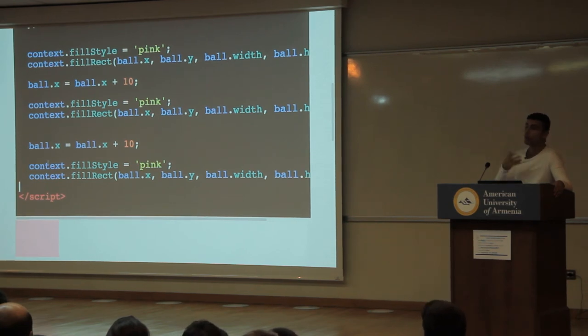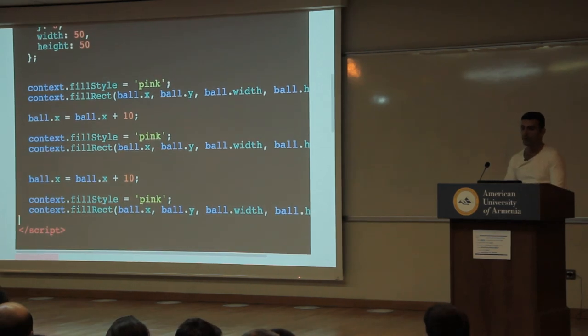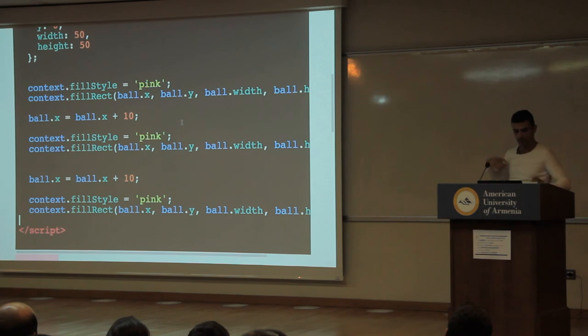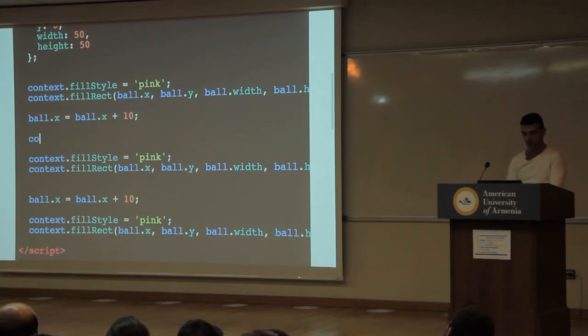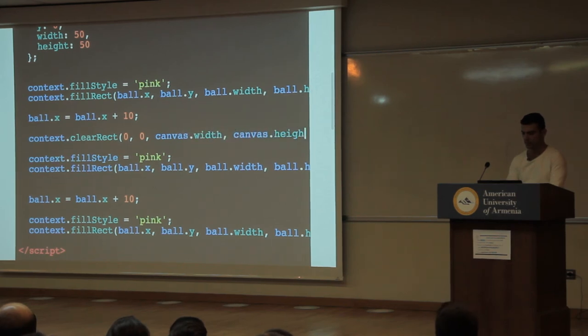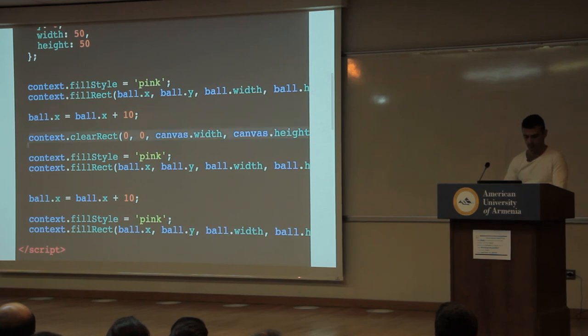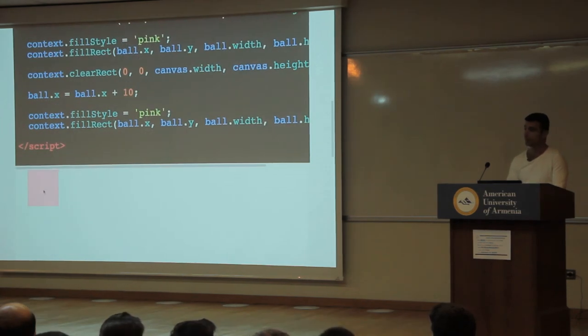Yes? Okay, so what we want to do is every time we draw a rectangle, we want to erase the previous one. There's a function called clearRect. It's exactly like fillRect. It takes the same parameters, x, y, width, and height, but it clears everything in that region. It's like erasing everything in that region. So let's do that. After that, let's do context.clearRect. And let's clear the whole thing. Let's do 0, 0, canvas.width, canvas.height. And let's do that there, and there. Okay, better.